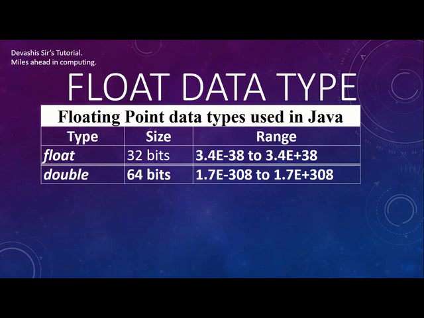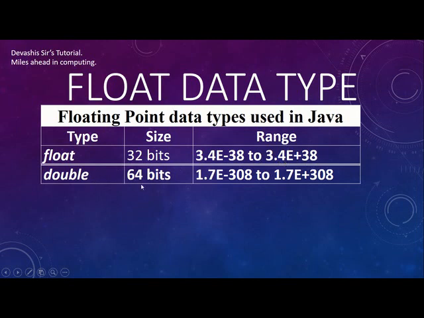Next, we have the float data type. There are 2 categories over here, float and double. Float, you can see 3.4 I believe you understand the scientific notation, 10 to the power minus 38 to 3.4 into 10 to the power 38.